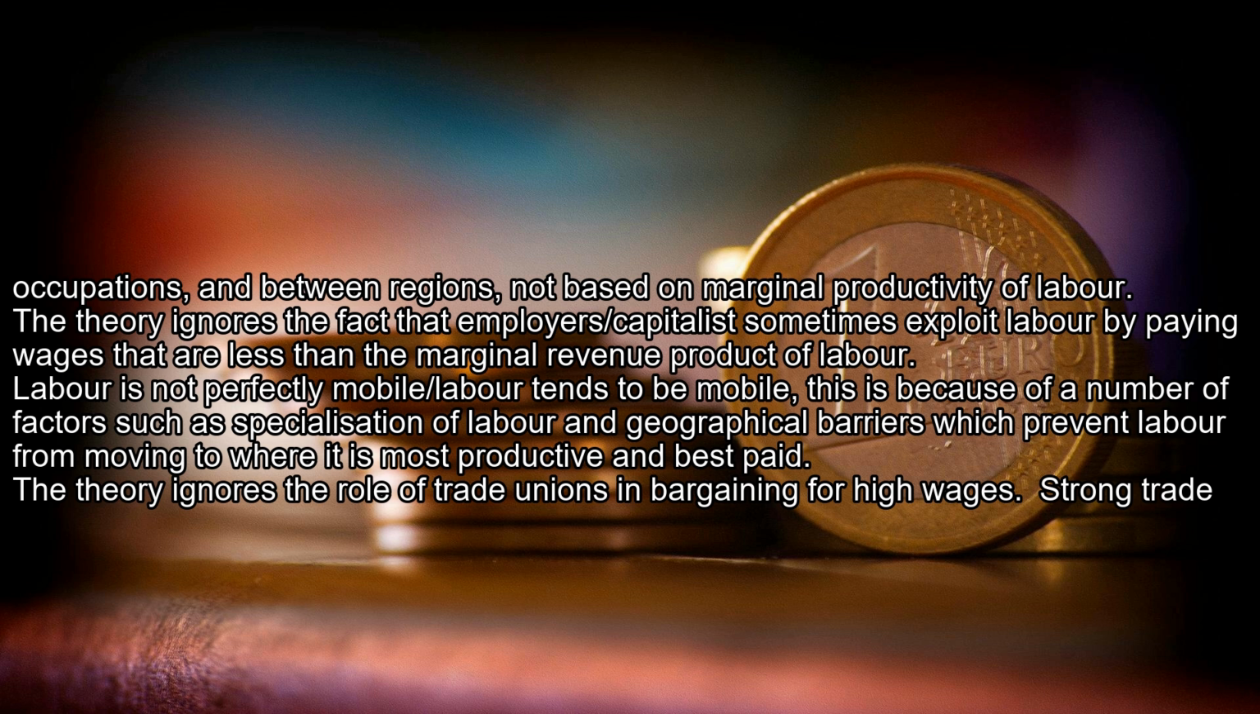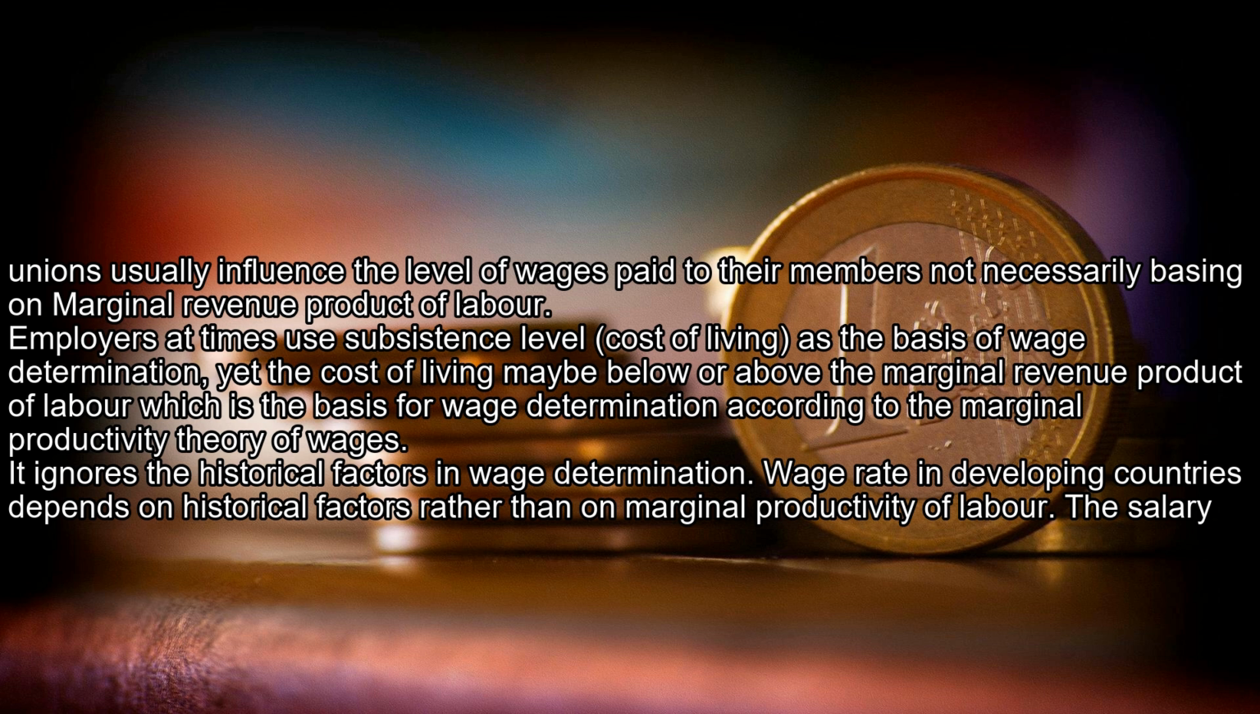Labor is not perfectly mobile. This is because of a number of factors such as specialization of labor and geographical barriers, which prevent labor from moving to where it is most productive and best paid. The theory ignores the role of trade unions in bargaining for high wages. Strong trade unions usually influence the level of wages paid to their members, not necessarily basing on marginal revenue product of labor.